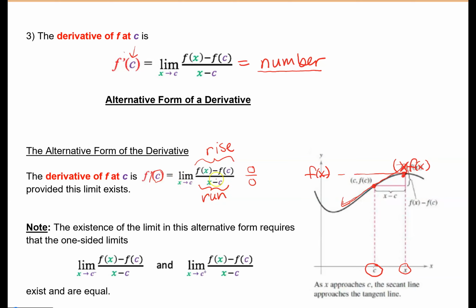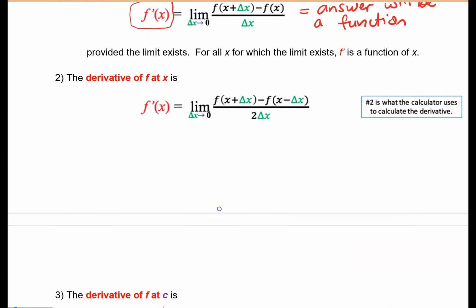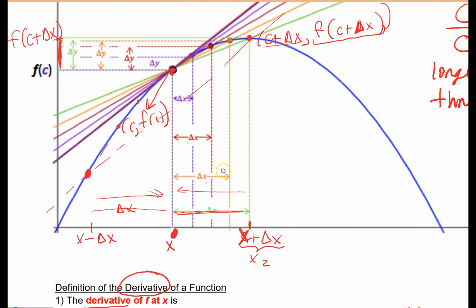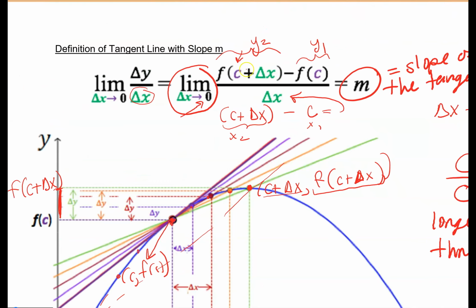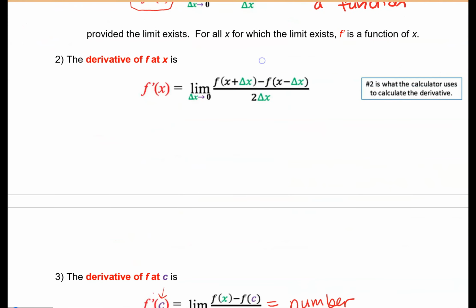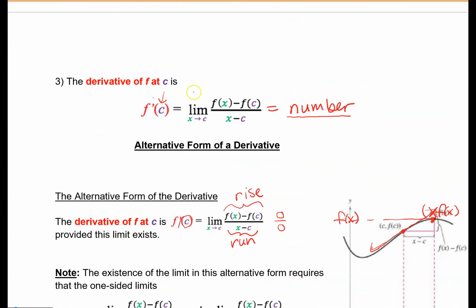It's a little bit quicker than using this process, which was highlighted here. See, this way, if we plug in c for x in this longer limit definition, that also gives us one particular slope of one particular tangent line. This alternative form is just a quicker, a little simpler way to do it, and it would still give us the same number.